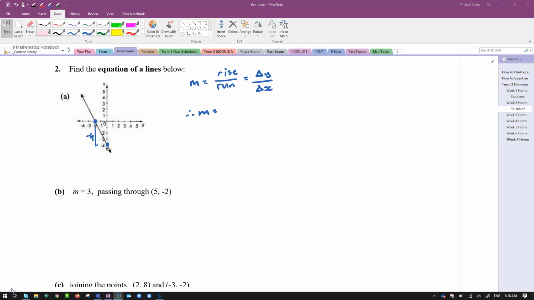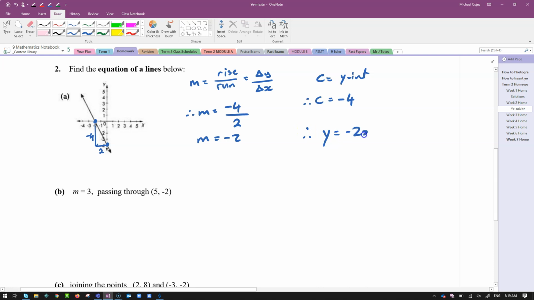Right, so my rise, it was actually going down, so that's a rise of negative 4. The run, we always go left to right. It's gone from negative 2 to 0, it's gone 2 to the right. Negative 4 over 2 is, of course, just negative 2. C is my y-intercept. What's the y-intercept? You can all see it there. Don't all knock me over at once with the negative 4. C equals negative 4. Therefore, the equation of the line, y equals negative 2x, take 4.